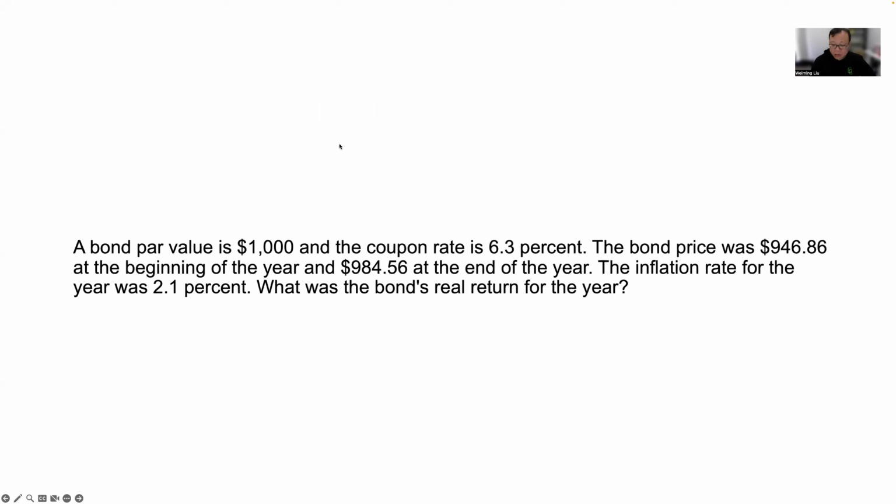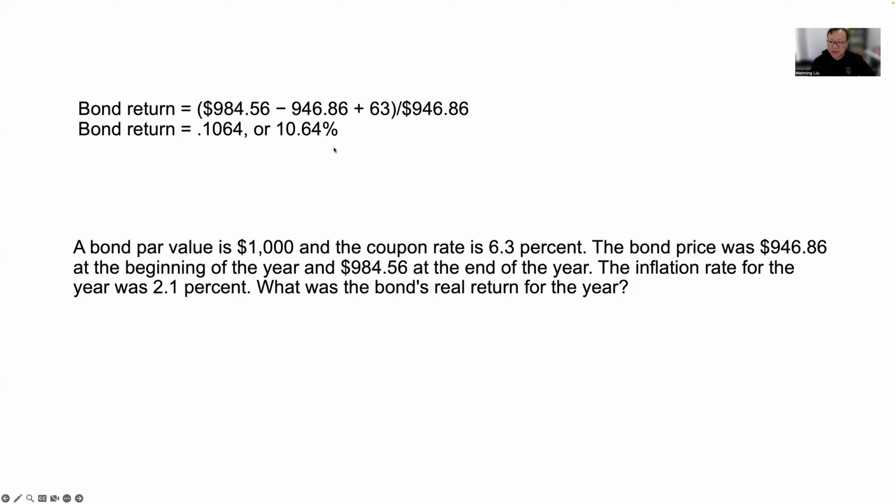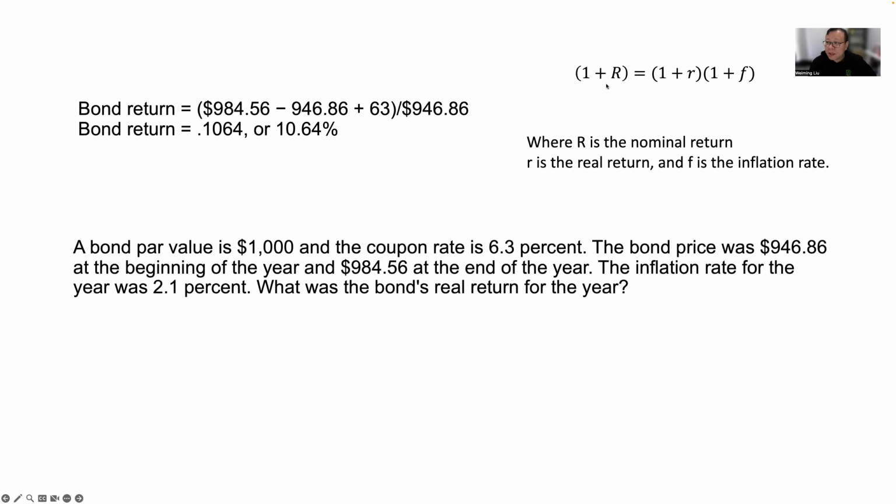Now this is just a nominal return. So what's the relationship between the nominal return and the real return? The equation is established as this: 1 plus your nominal return equals 1 plus your real return times 1 plus the inflation rate. Your real return is the lowercase r, and f represents the inflation rate.